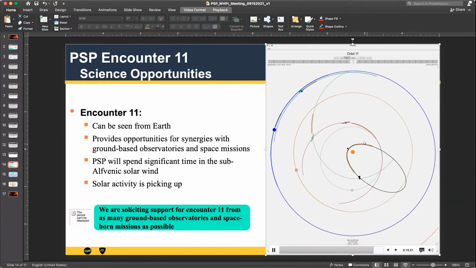Two other things that are new going forward. Parker Solar Probe now is flying through the sub-Alfvénic solar wind, and we have not done this before for the first 7 encounters. But starting from Encounter 8 and 9, we started seeing the sub-Alfvénic solar wind, and that is brand new science that we have not seen before. I mean, probably we are seeing it for the first time. The other thing also is that solar activity is picking up. For Encounter 4 and 7, the sun was pretty quiet, but hopefully now we will get some events during those encounters that will be extremely nice.